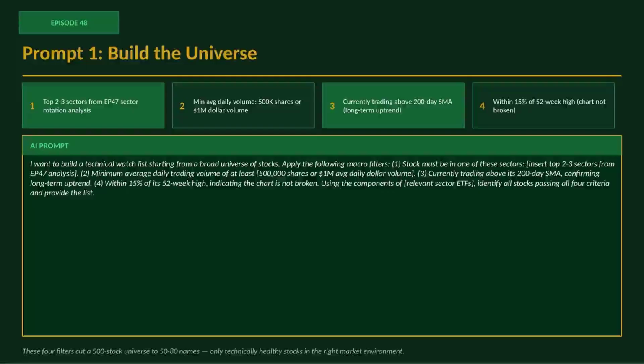Use this prompt. I want to build a technical watch list starting from a broad universe of stocks. Apply the following macro filters and give me a list of stocks that pass all criteria. First, the stock must be in one of these sectors. Insert your top 2 or 3 sectors from the sector rotation analysis.